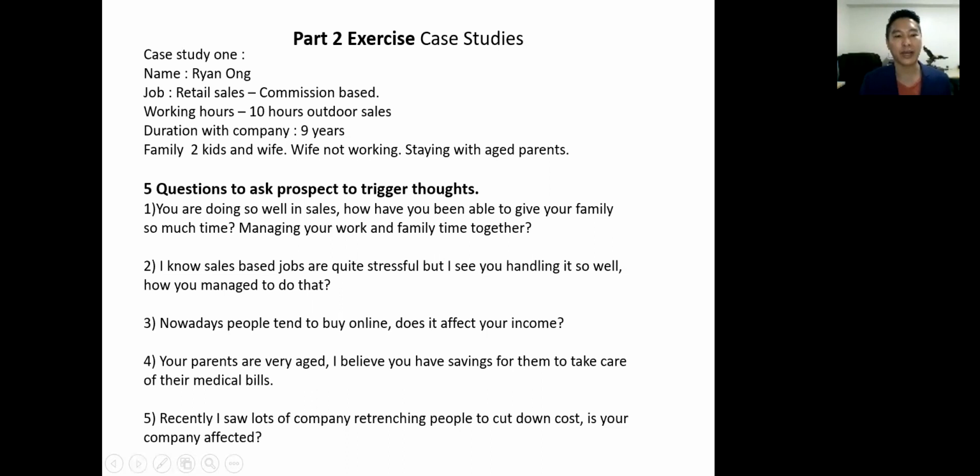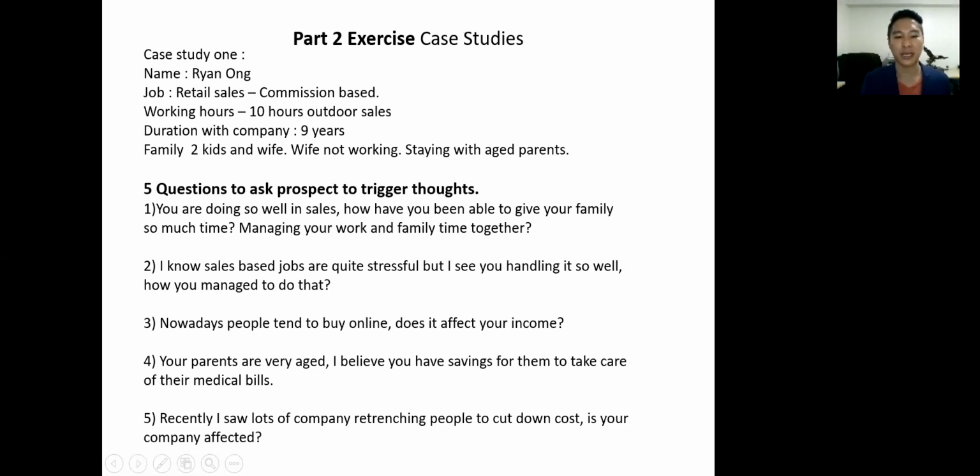I know sales-based jobs are very stressful. And the third thing would be, nowadays people tend to buy online. Does it affect your income? It could be, because it's a sales-based job, there may be people buying things online and not buying from him. So it affects his income on that basis. And of course, there's also the aspect of parents, medical bills and all these things that circle our needs, and of course, what motivates us as well. So this is one question you can ask.